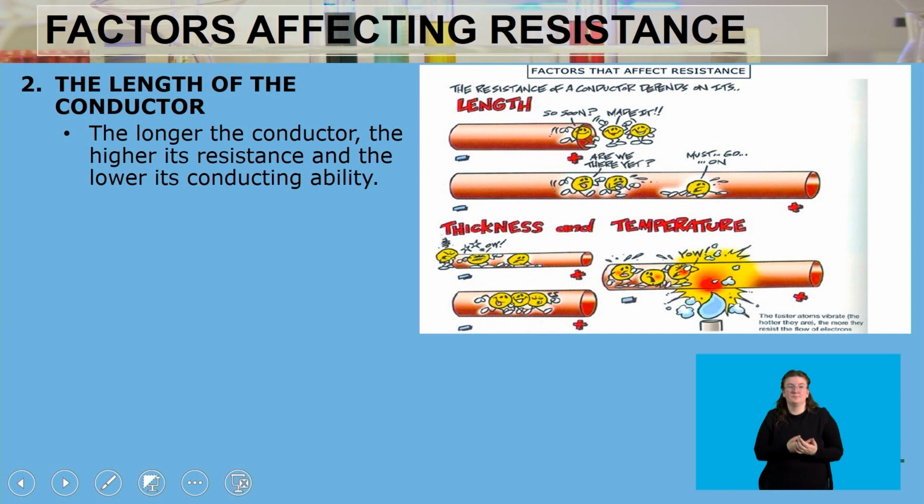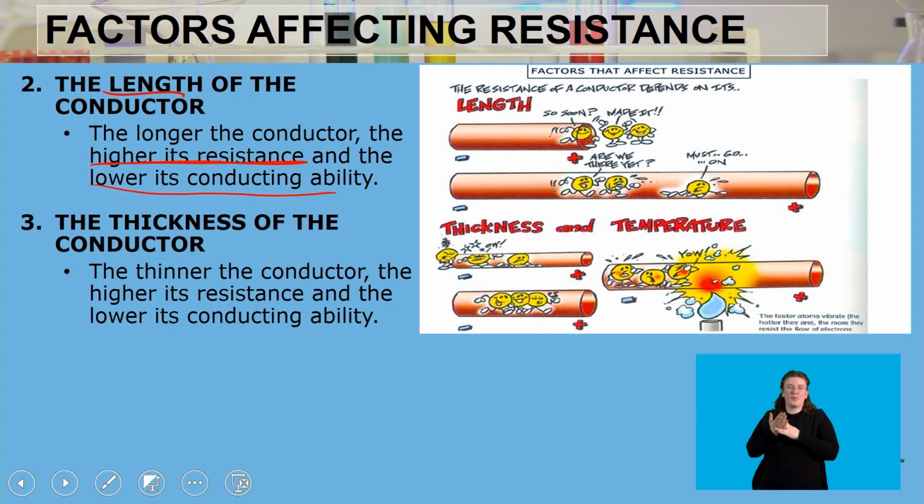Now, number 2, the length of the conductor. The longer the conductor, the higher its resistance and the lower its conducting ability. So if we are using a longer wire, that simply means that we are increasing the resistance of that wire, and because of that, it is going to lower its conducting ability. So if you want a good conductor, use a shorter wire.